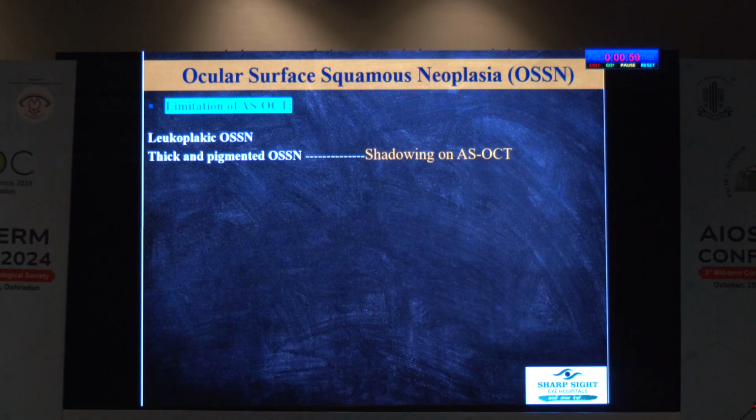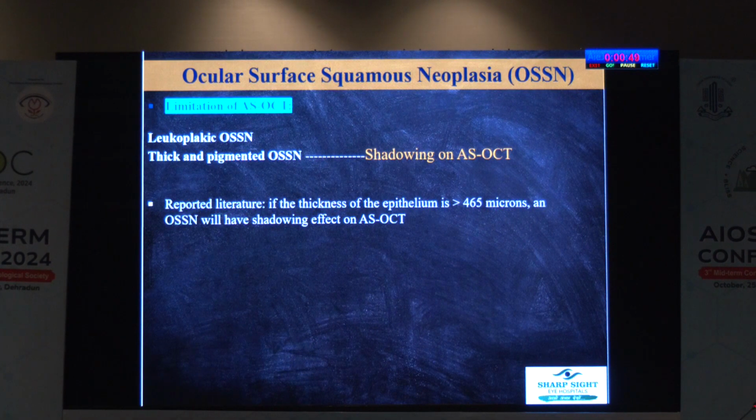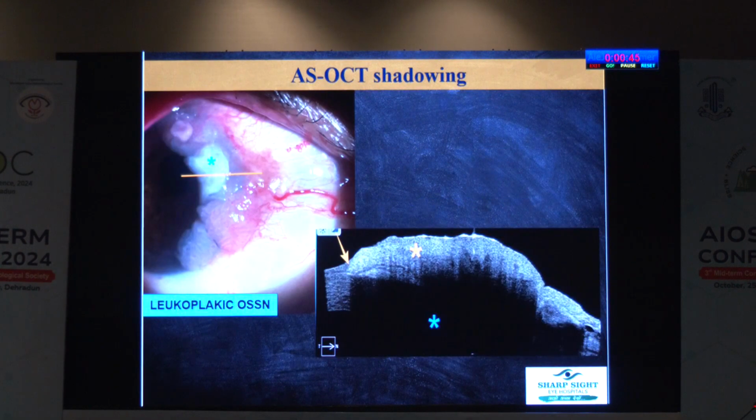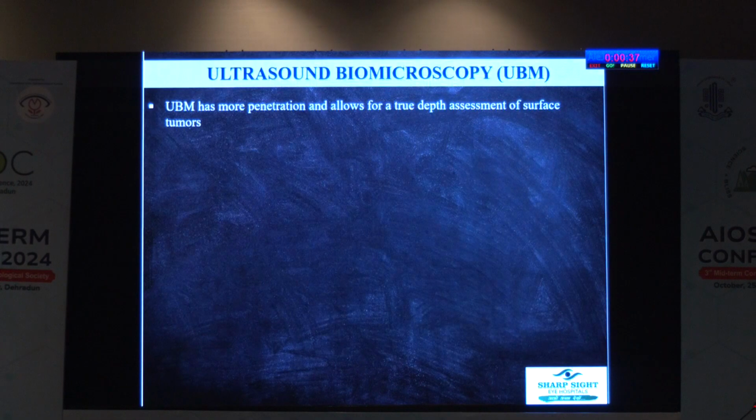So what are the limitations of ASOCT? Okay, I'm running out of time. All right. So leukoplakic OSSN, there will be shadowing, a thick pigmented OSSN, there will be shadowing. Just to give you perspective, if a lesion is more than 465 microns thick, you will have shadowing on ASOCT. This is how shadowing looks, leukoplakic OSSN, and you really cannot see behind the lesion whether there is an intraocular invasion or not. So you would require further imaging in this, wherein the role of UBM comes into play.